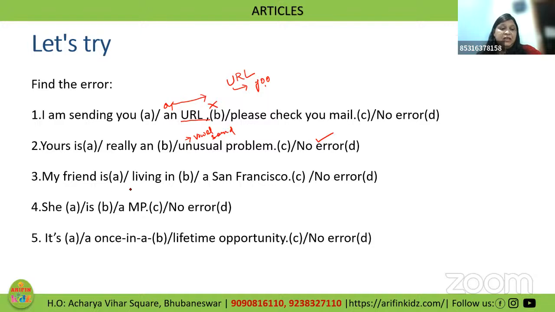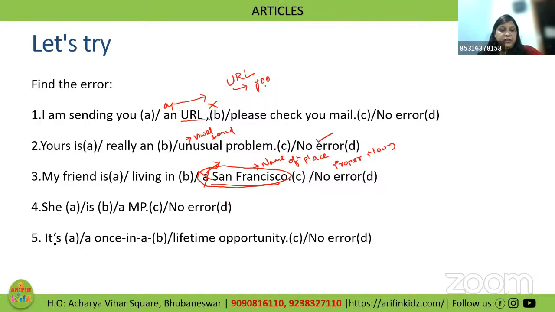Three: my friend is living in San Francisco. San Francisco is the name of a place, right? That means a proper noun. So in this case also it is incorrect. We should not use a before it. It is no article. So the error is in C. 2C, 3C, 4D. Yeah, right.